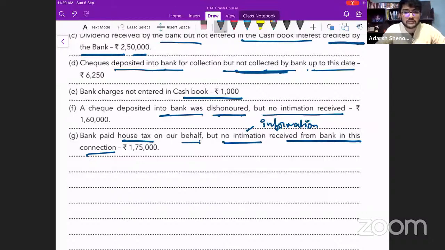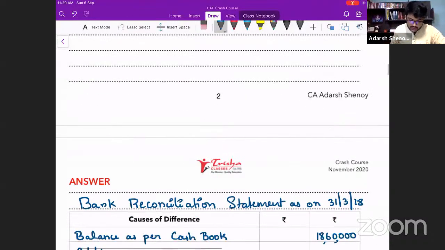Can you tell me which book has moved because of this? The passbook has moved. Wonderful. The bank's passbook has moved. Has it moved upwards or downwards? It has moved downwards because it's a payment made. So that is why it has moved downwards. So now can you tell me what I should do? I should reduce.